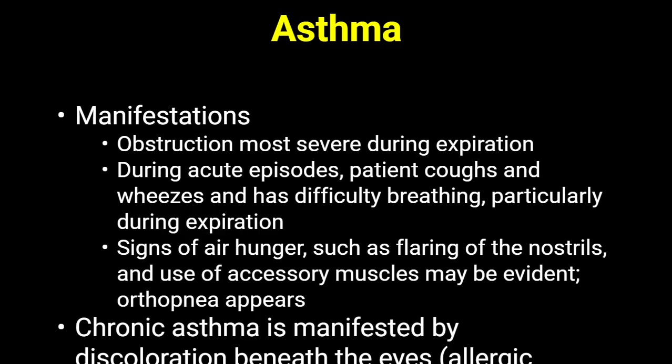You'll see signs of air hunger: flaring of the nostrils, use of accessory muscles, retractions between the ribs, above the clavicles, below the sternum. Orthopnea appears. The child wants to sit up and can't lie flat. Chronic asthma manifestations include allergic shiners, discoloration beneath the eyes from venous congestion, slight eyelid eczema, and mouth breathing. These are signs of chronic nasal congestion and allergic disease.